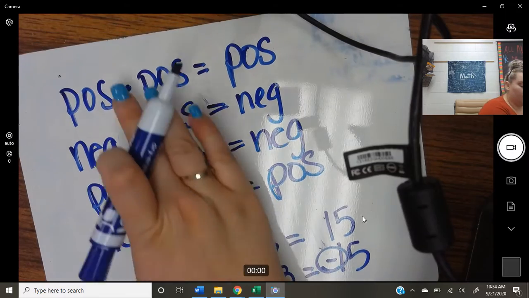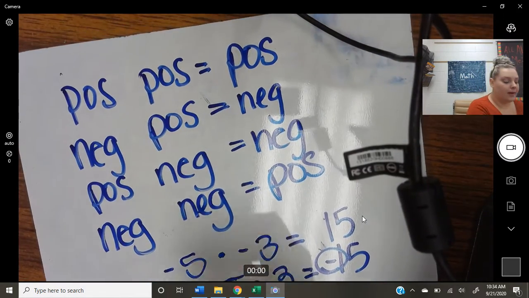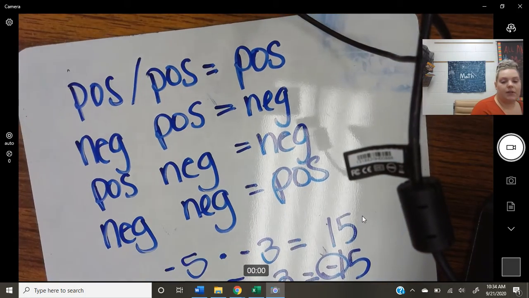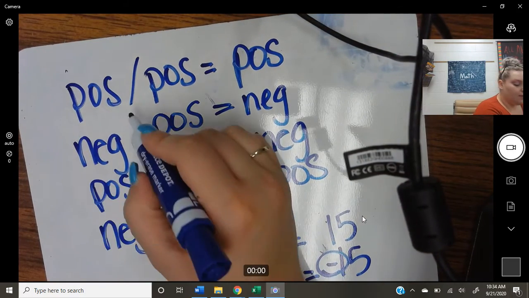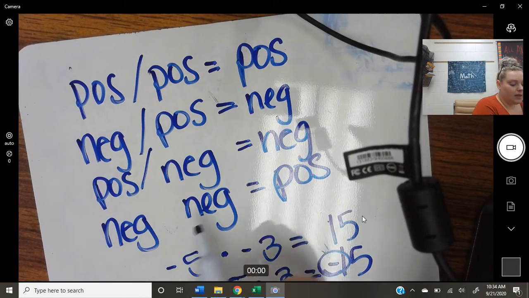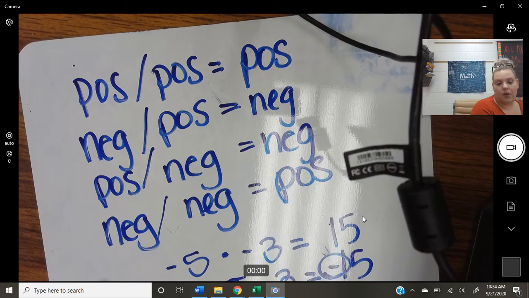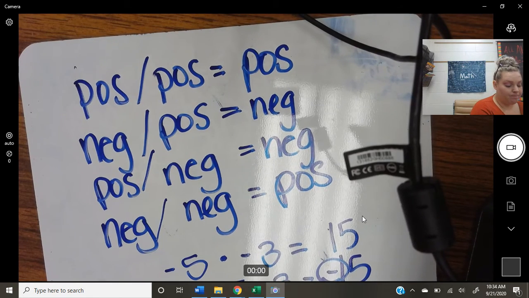These rules apply for dividing as well. So not only do they work for multiplying, but they work for dividing. So a positive divided by a positive is a positive. A negative divided by a positive is negative. A positive divided by a negative is negative. A negative divided by a negative is a positive. Okay, so all the rules stay the same.